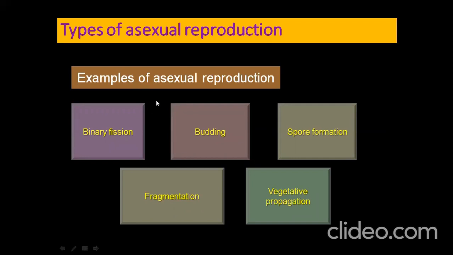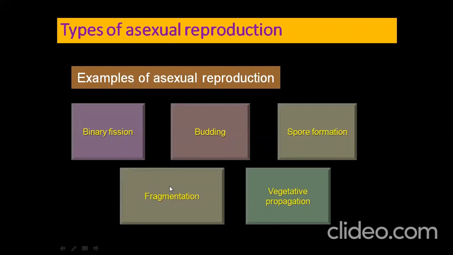These are examples of asexual reproduction: binary fission, budding, spore formation, fragmentation, and vegetative propagation. We will study these in detail now, but you should be clear about this. First, I will talk about fragmentation. You should be clear about fragmentation. I may not discuss it later on, that's why I will discuss it with you now.